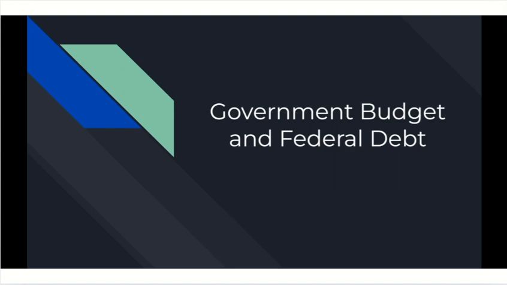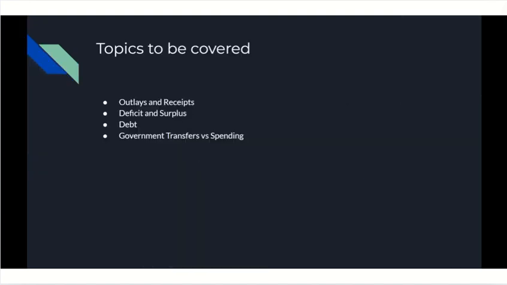Today I'm going to be going over government budget and federal debt. The topics that I'm going to cover are receipts and outlays, deficit and surplus, government debt, and government transfers versus spending.